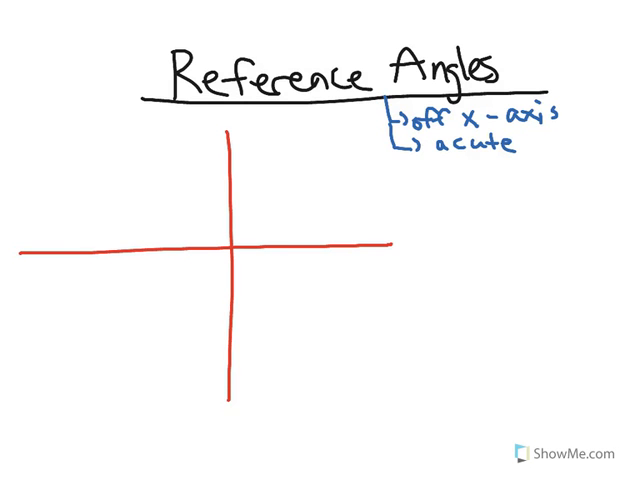Okay, reference angles are basically just angles that are between 0 and 90 degrees. And what you're basically wanting is you want the angle to come off the x-axis. So if you have a very, very large angle, it allows you to find all the trig values that apply to that angle.